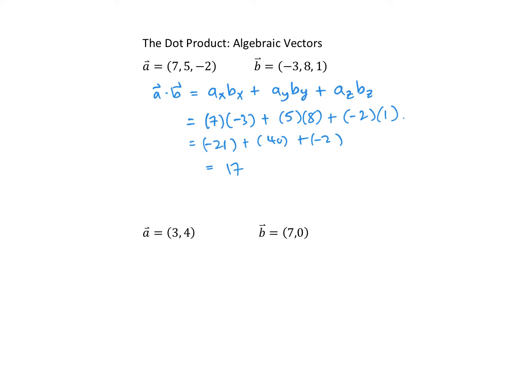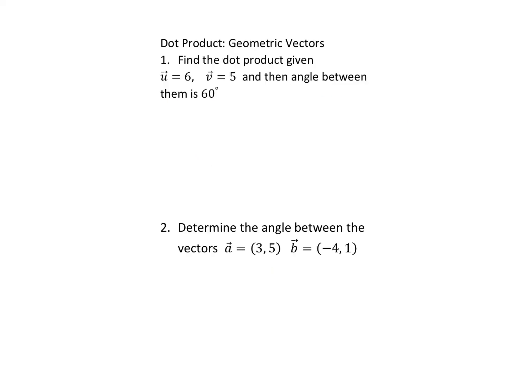We can double check that. These two vectors down at the bottom, A and B, are the ones that we did in the previous example. If I were finding A dot B, it would be 3 times 7 plus 4 times 0, which is also 21. We can see that we got the same answer between them, whether we used the magnitudes and the cosine of the angle, or multiplied the components separately and added them together. Both forms work, and they will both give us the same results.